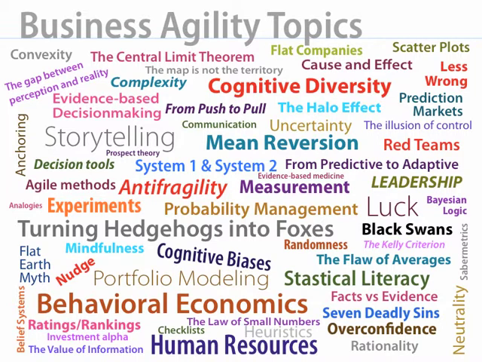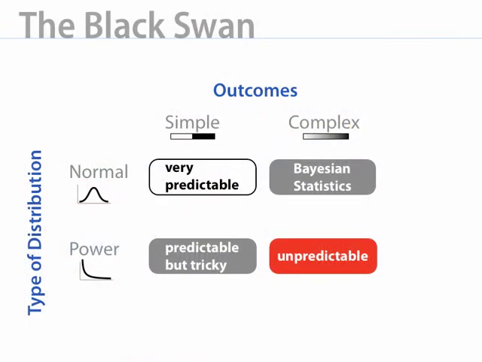This lecture is about black swans. According to Nassim Nicholas Taleb, we can look at two kinds of outcomes, the simple and the complex, and how likely they are to occur according to two kinds of probability distributions, normal distributions and power distributions. I'll cover Bayesian statistics in a separate video.